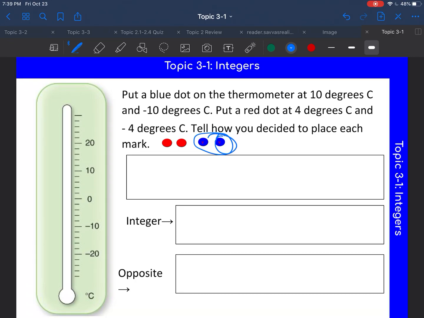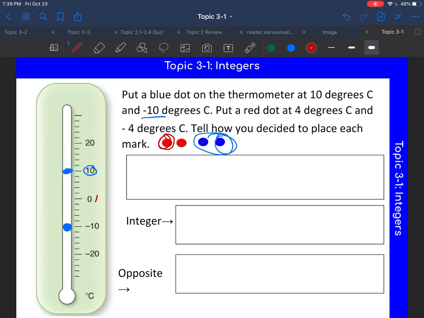So 10 degrees Celsius, I see right here. So I'm going to put a blue dot right there. Okay, that's at 10 degrees Celsius. And then put a dot, it says, at negative 10 degrees Celsius. So drag the other blue dot to negative 10 degrees Celsius, which is right here. Okay, then you're going to put a red dot. So this red dot right here, you're going to drag that over and put it at 4 degrees Celsius.